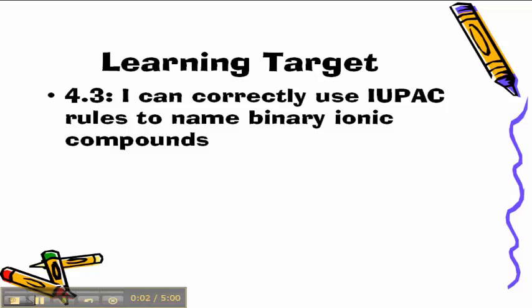Learning Target 4.3 says I can correctly use IUPAC rules to name binary ionic compounds. IUPAC is the International Union of Pure and Applied Chemistry. They make all the rules concerning naming and formula writing.